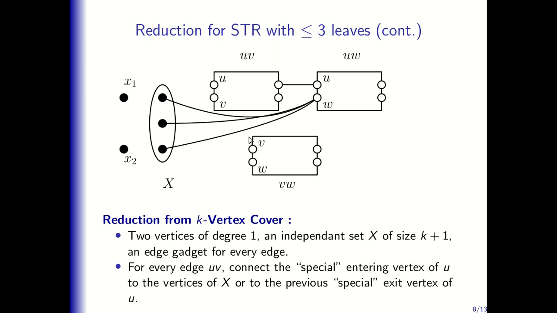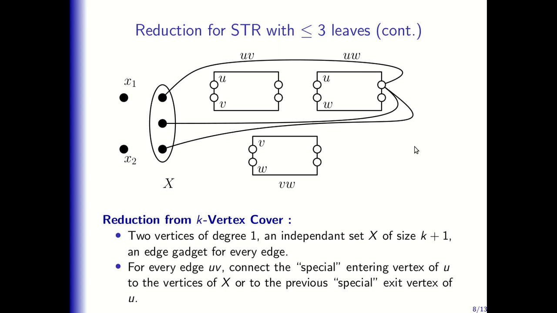And finally, we have the edge VW. The previous edge for V was the edge UV, so we connect the entering vertex of V to the previous exit vertex of V, and we connect the entering vertex of W with the previous exit vertex of W. And when it's done, we finally connect the last exit vertices of all the vertices with X again. So the last exit vertex of U, we connect it completely to X. We do the same for the last exit vertex of V and the last exit vertex of W.